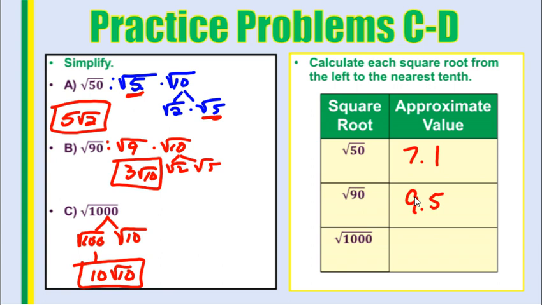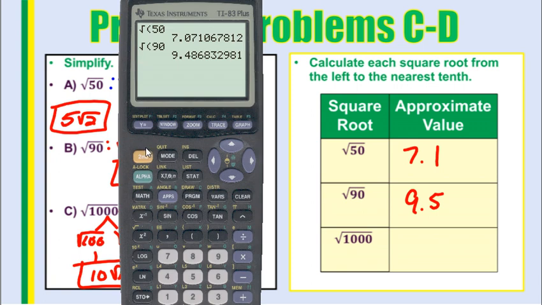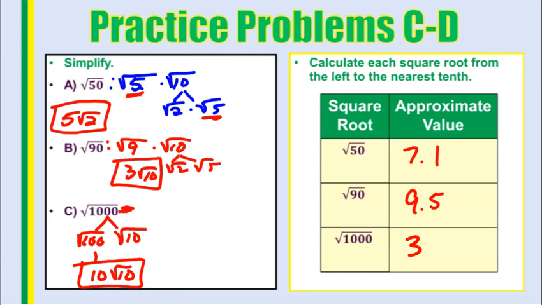Then the square root of 1,000, we did that right here. So let's put that in our calculators. Second, x squared, 1,000. That gives us 31.62. The 2 tells us to keep it at 6, so 31.6. So that is our lesson today on simplifying square roots.